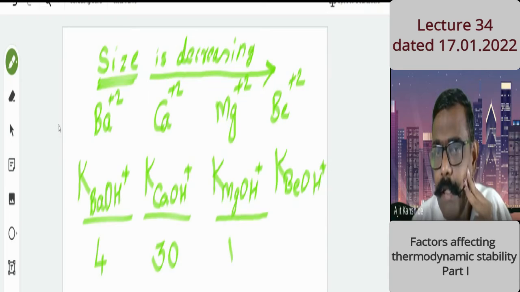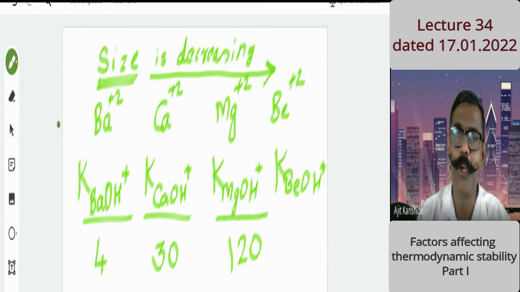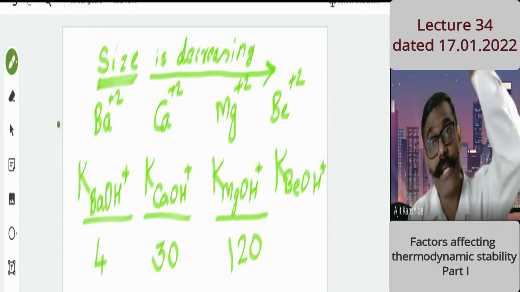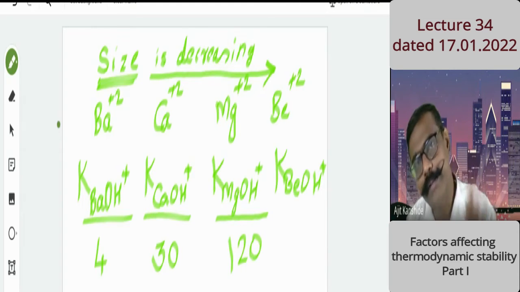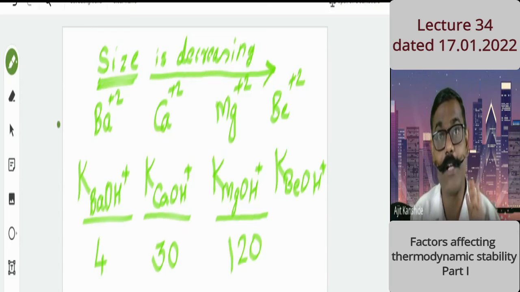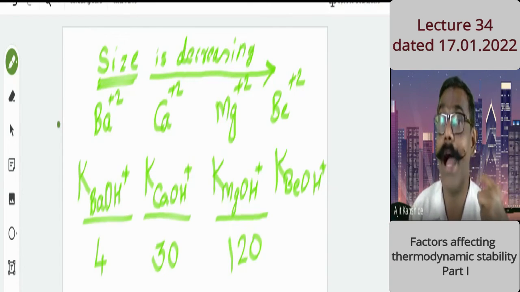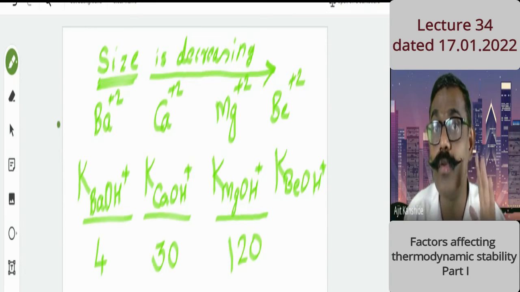But actually, it is 120. 120 is near to 100. Why? Because variation was very large, no? Compared to 10 to the 7, that 100 and 120, both are the same, no? Nearly the same. Therefore, for the sake of brevity, for the sake of comparison, for the sake of simplicity, last time I represented the same stability constant as 10 raised to 2, meaning 100.